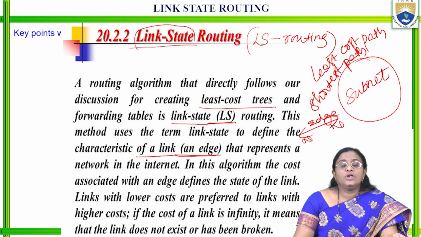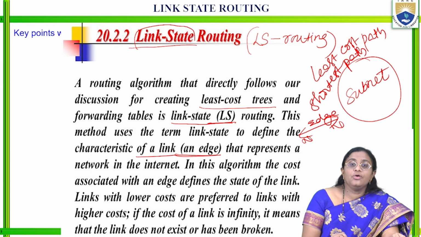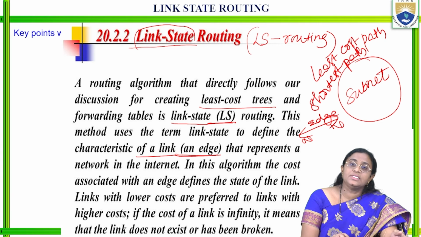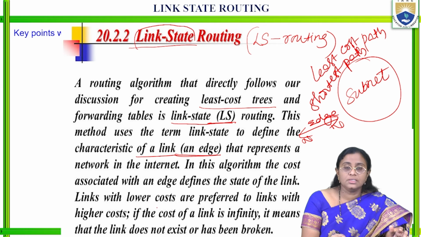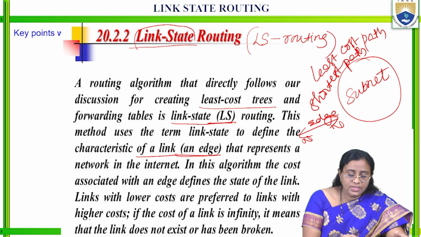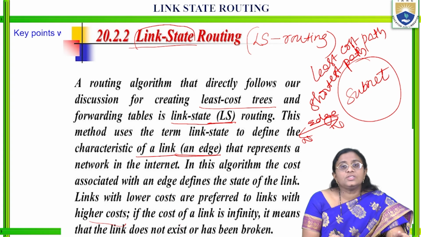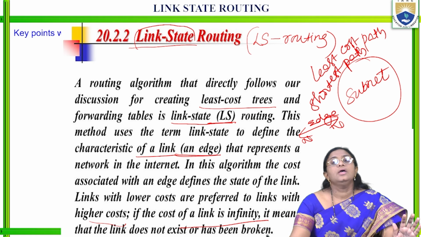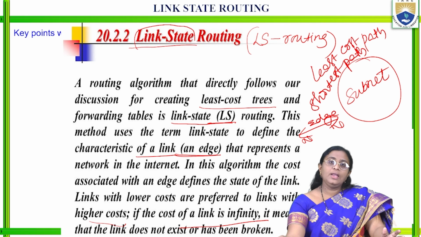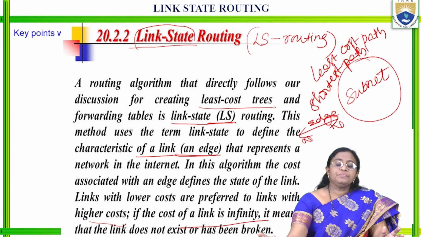And what is the main theme involved while you are working with link state routing or the Dijkstra algorithm is that it works on the lowest cost path over links with higher cost. If the cost of a link is infinity, it means that the link does not exist or it has been broken down at some time in the middle.